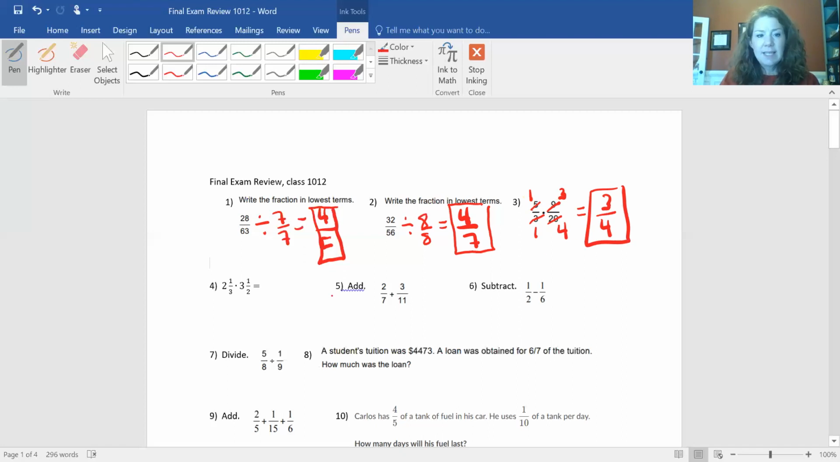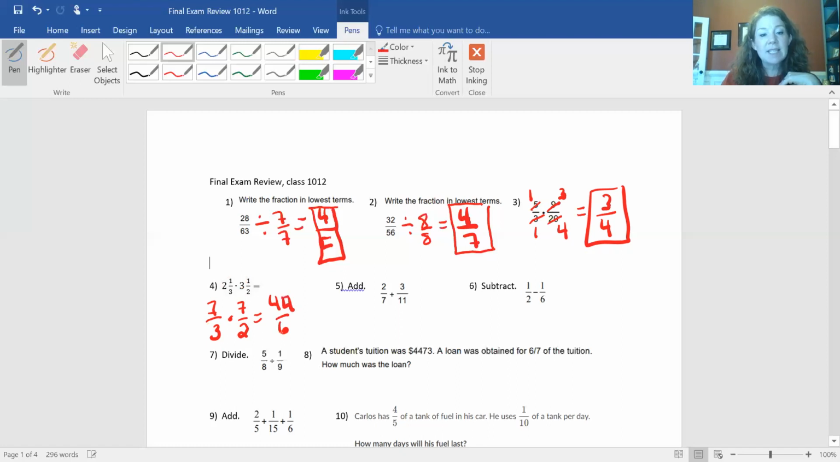All right, and then number 4, you cannot multiply mixed numbers the way they're written. You have to turn them both into improper fractions. So 2 times 3 is 6 plus 1 is 7. So we're going to change 2 1/3 into 7/3. And then 2 times 3 is 6 plus 1 is 7 over 2, 7/2. And now nothing simplifies, so we're going to multiply straight across, and we get 49 over 6.